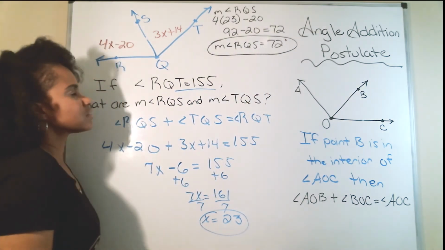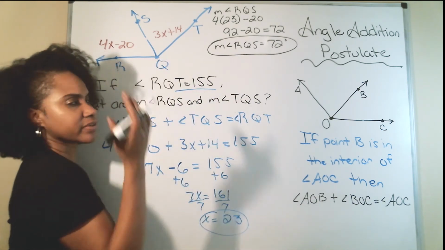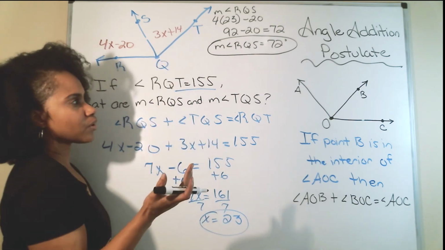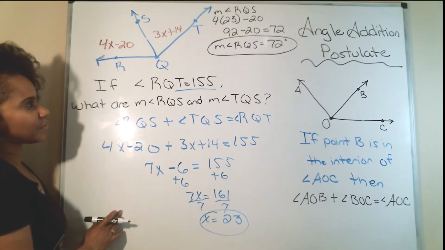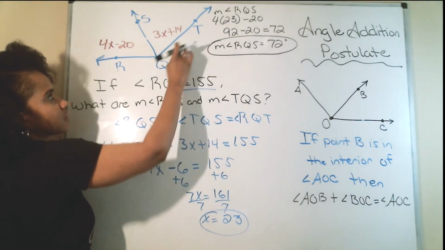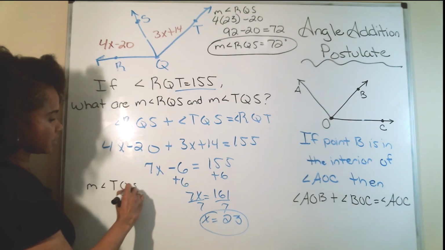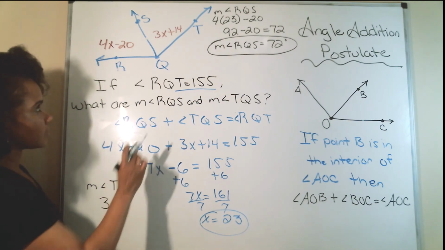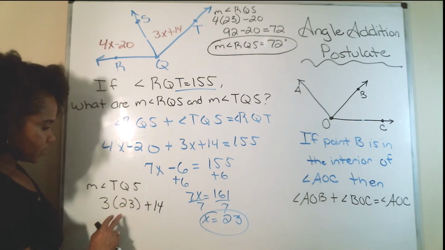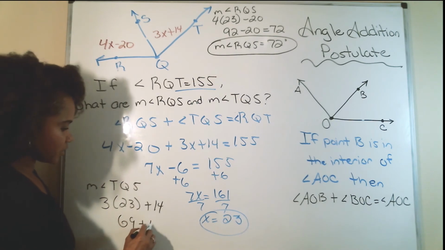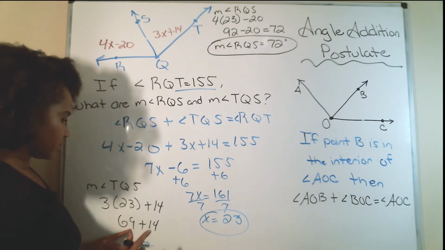All right. And I could solve for TQS two ways. I could subtract 72 from 155, or I could plug it in. I'm going to do both because it always helps to self-check. I'm running out of space here, so I'm going to plug in for TQS down here. The measure of angle TQS is 3x plus 14, so 3 times 23 plus 14. 3 times 23 is 69, plus 14, that is 83, right?